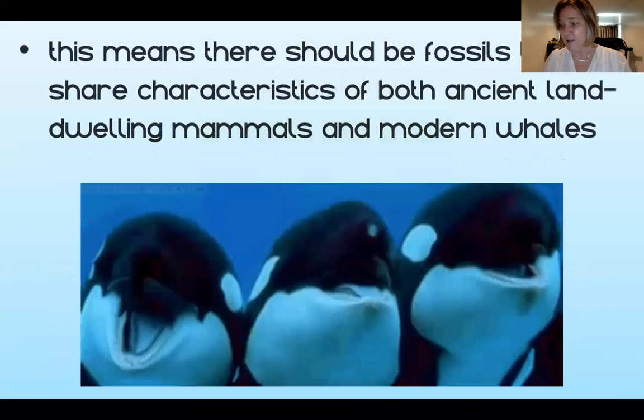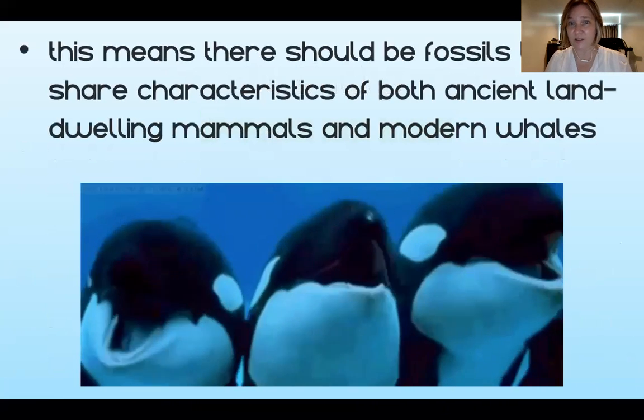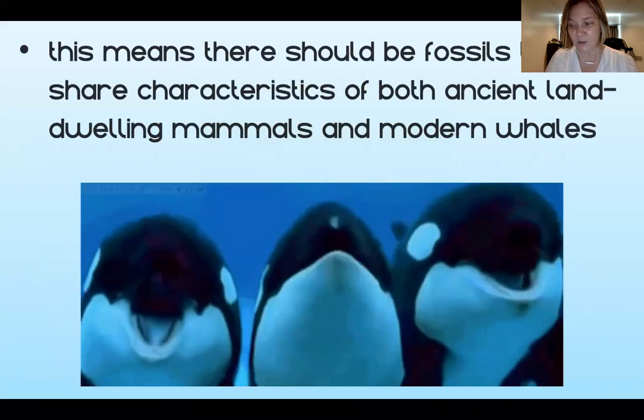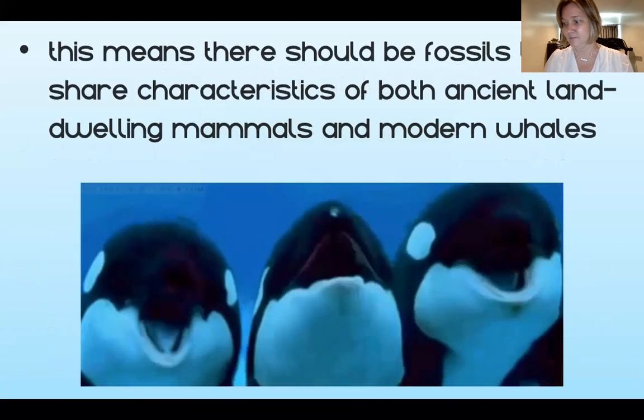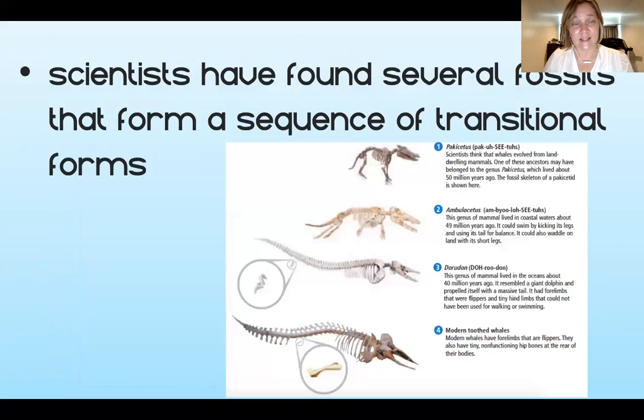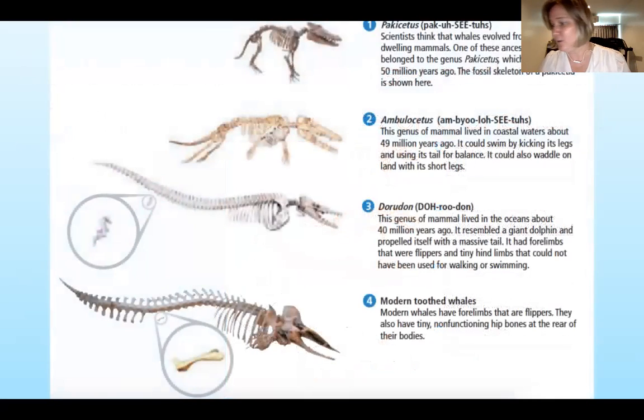This means that there should be fossils that share characteristics of both ancient land-dwelling mammals and modern whales. Scientists have actually found several fossils that form a sequence of transitional forms. So let's have a look at what they talk about here. We're going to go backwards, so we start with modern toothed whales.